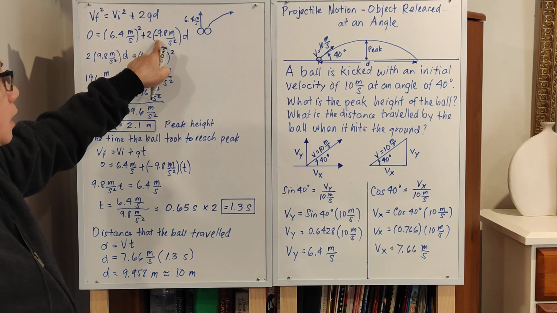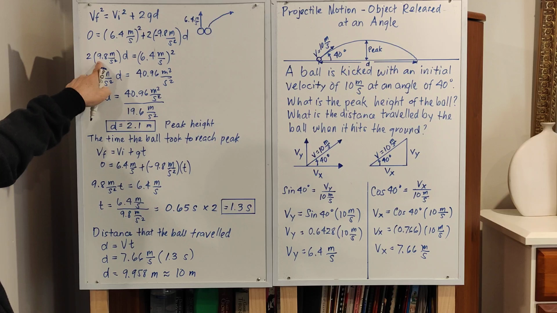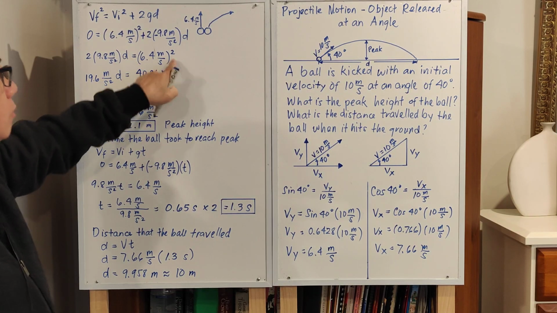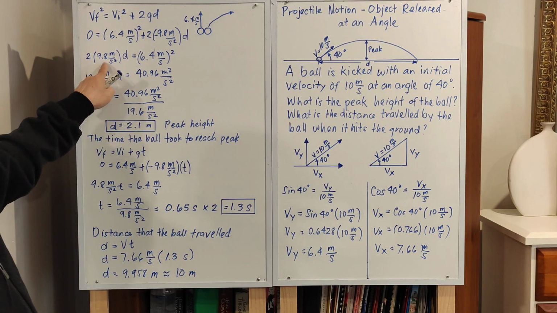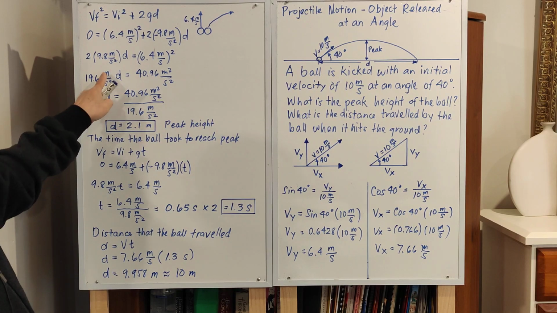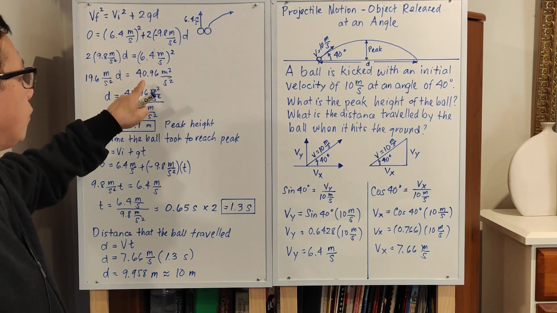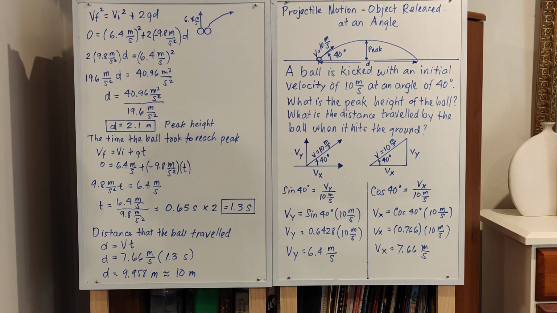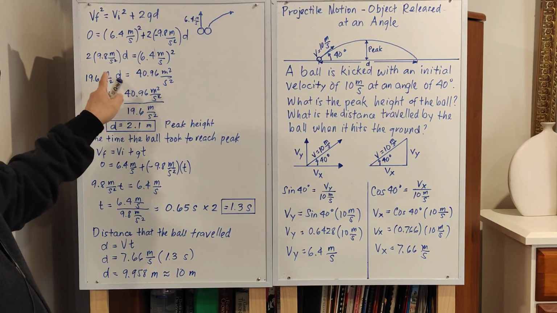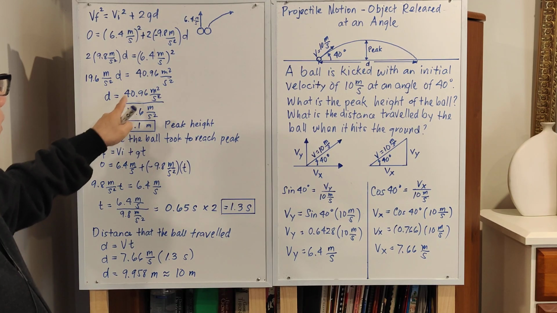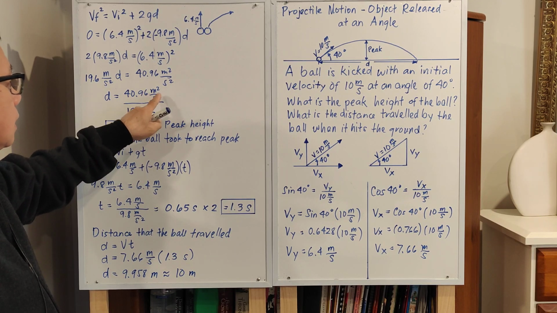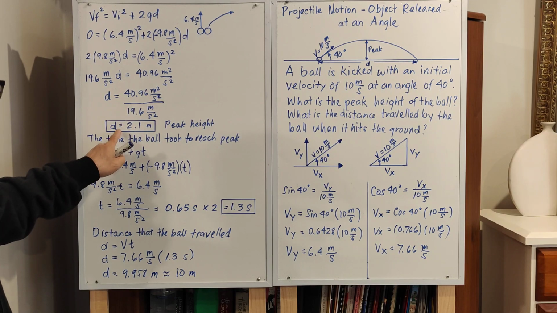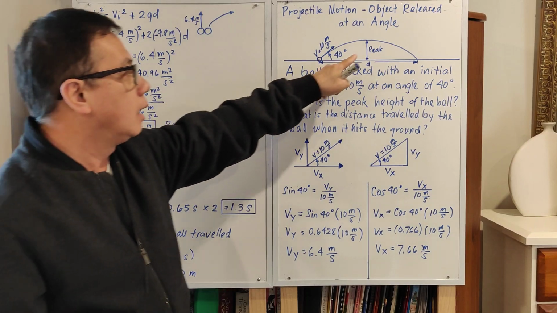Since this is negative, we can transpose it to the left side, so it becomes positive. 2 times 9.8 meters per second squared times d is equal to 6.4 meters per second, the quantity squared. 2 times 9.8 is 19.6 meters per second squared times d. 6.4 times 6.4 is 40.96, and the units are also squared, meters squared per second squared. We are looking for d, so we divide both sides by 19.6 meters per second squared. So d is equal to 40.96 meters squared per second squared divided by 19.6 meters per second squared, which is approximately 2.1 meters. This will be the peak height of the ball.